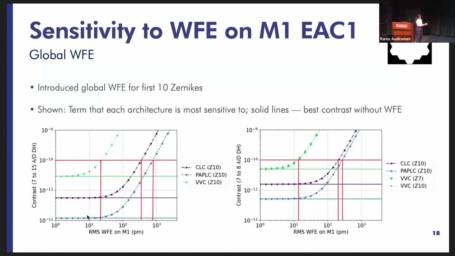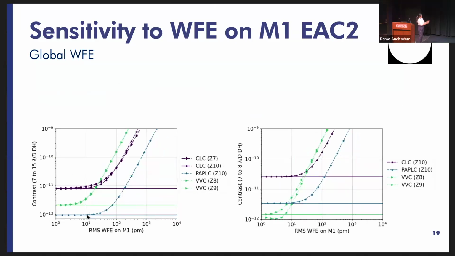So when we go from this to AAC2, going from hexagonal to keystone, the trend still continues where VVC is still the most sensitive, but this is closer to the hundreds of picometers of wavefront error. So if you look at just the VVC, in terms of being sensitive to global wavefront error, it's better with a keystone compared to hexagonal segments.